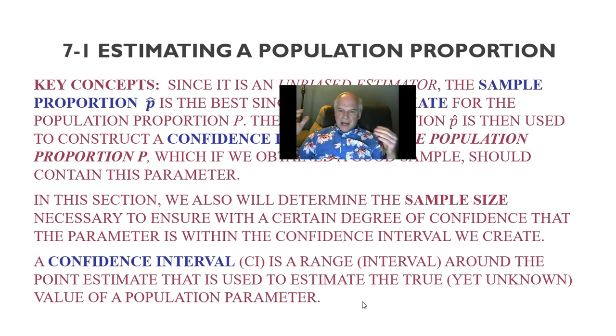So what is a confidence interval and what is it used for? Well, a confidence interval is a range or interval around the point estimate. The point estimate in this case is the sample proportion that is used to estimate the true yet unknown value of a population parameter. So that's what a confidence interval is. It's a range or an interval that tries to estimate a population value.